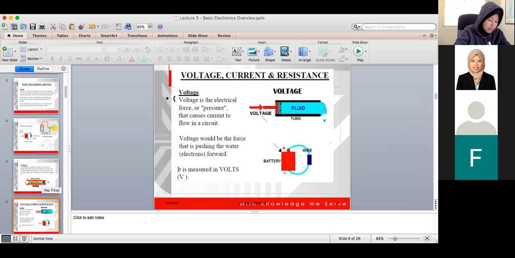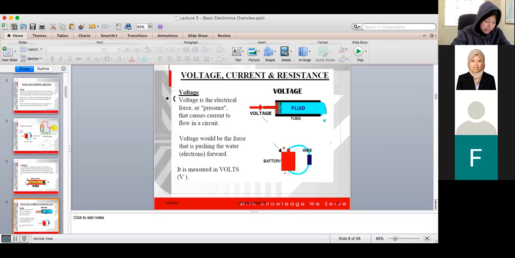Voltage, current and resistance. These are the 3 parameters that are the most basic dalam elektronik, betul? So the first one is voltage. Of course, you need to know what is voltage. It is the electrical pressure that forces the current to flow in the circuit.